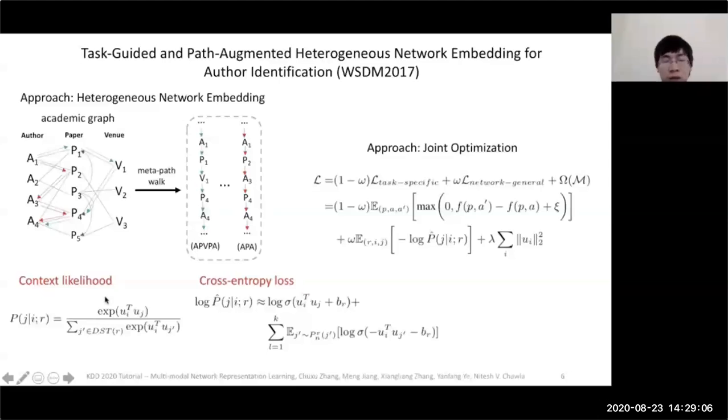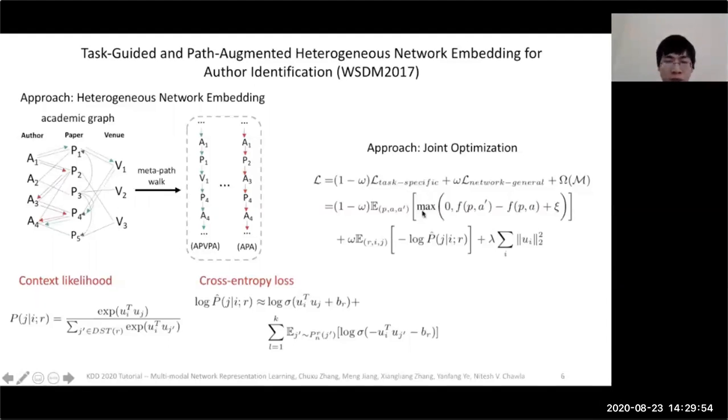Then the skip-gram model is utilized to model such indirect relations, which is to maximize the likelihood of context neighbors of each target node in different meta paths. By using some optimization strategy, the loss function is degenerated to the cross entropy loss between any pair of nodes in the heterogeneous graphs. So this idea is inspired by the network embedding model. After that, we can perform the joint optimization between task-guided pairwise ranking and the network embedding. So this is the formulation of the final objective function.